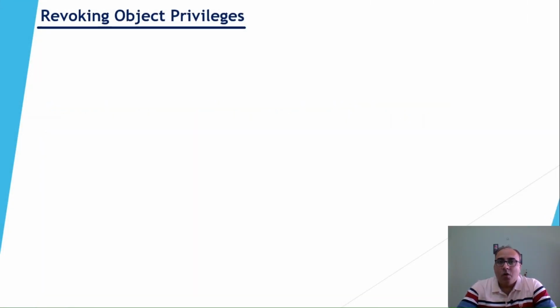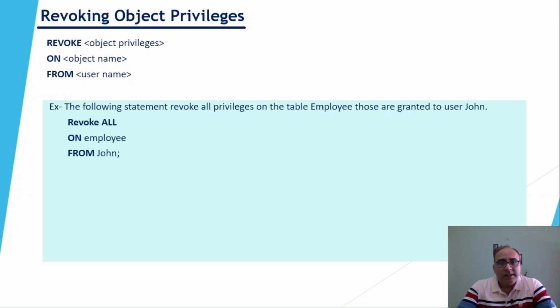Now let's talk about how we can revoke object privileges. The syntax is: revoke, then object privileges, on object name, from username. So here is the example: revoke all on employee from John.